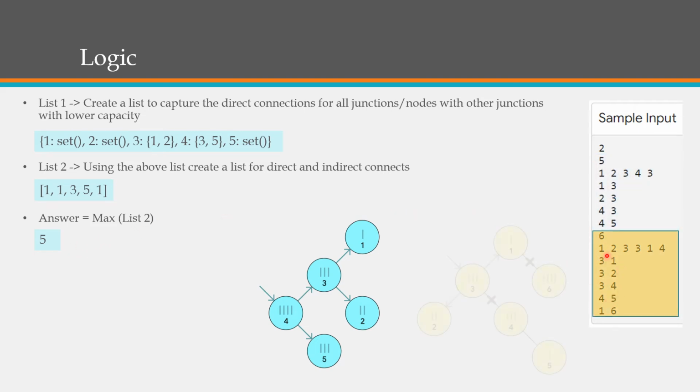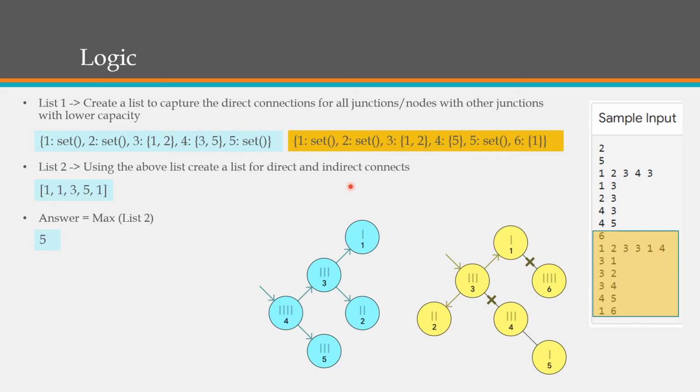For the second example, we have 6 junctions, and these are their junction capacities and their connections. The power cannot go from 1 to 6, but from 6 to 1 it can go. It can go from here to here, and here to here, but it cannot go from here to here because it's the same capacity. It should be lower than that. Here also, from here you cannot go to here because it has lower capacity. So the total answer here is 3, but let us see how, let us create the first set for this.